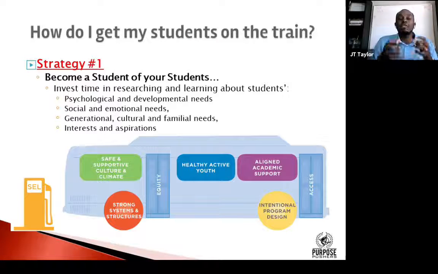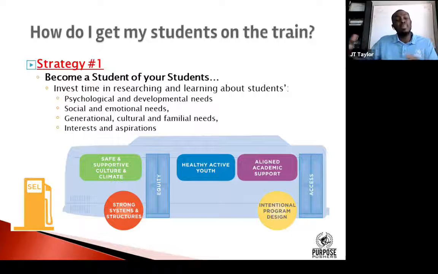Invest time in researching and learning about your students. What are their interests? What are their needs? What are their psychological, developmental, social, and emotional needs? What about their generational needs? Certain needs that are specific to their generation. What about their cultural needs, their family needs that are specific to their background? What are their interests and aspirations? What do they want to do in life? What do they enjoy doing in their free time? This is your responsibility as an educator to know. You got to get to know this.